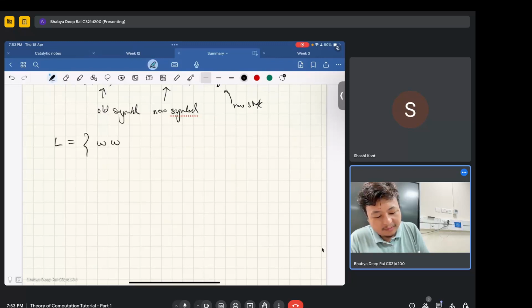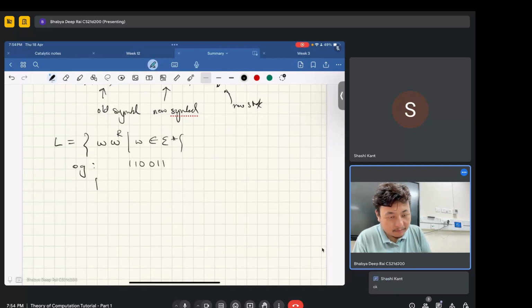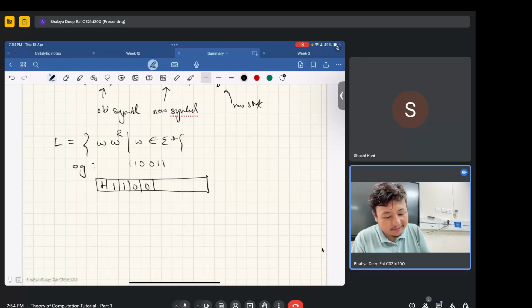L is the language of strings W followed by W reverse. For example, first I'll do W reverse: 0 1 0 1 1 0 1 0, or 1 1 0 0 1 1. What is the idea? This is the input, 1 1 0 0 1 1.